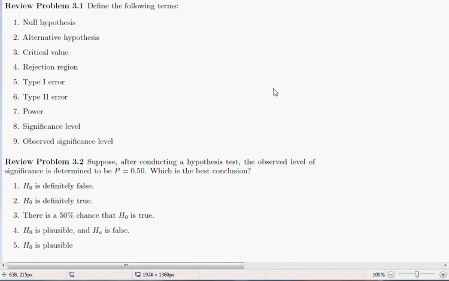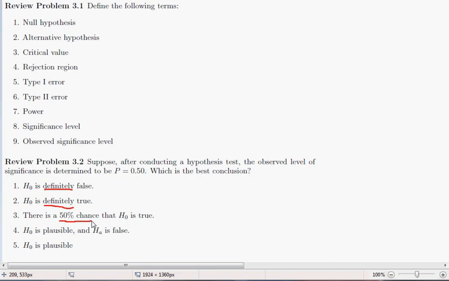Finally, for problem 3.2, the p-value is determined to be 0.5. The best conclusion is that the null hypothesis is plausible, so option number 5. Number 1 and number 2 are false because of the word definitely, so there's no such thing as being definite in a hypothesis test. There's always the possibility of making a type 1 error or type 2 error.